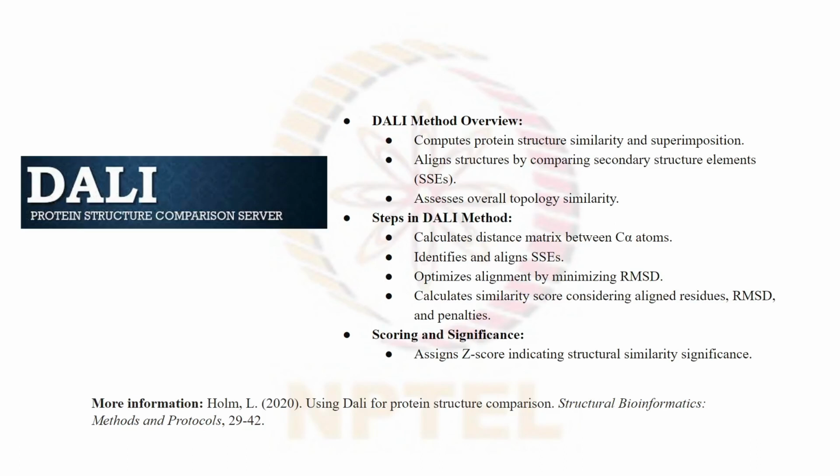So it aligns the C alpha atoms. The alignment is optimized by minimizing the RMSD between these aligned SSEs, such that the alignment happens in a way that the two secondary structures from these two structures will be close by.